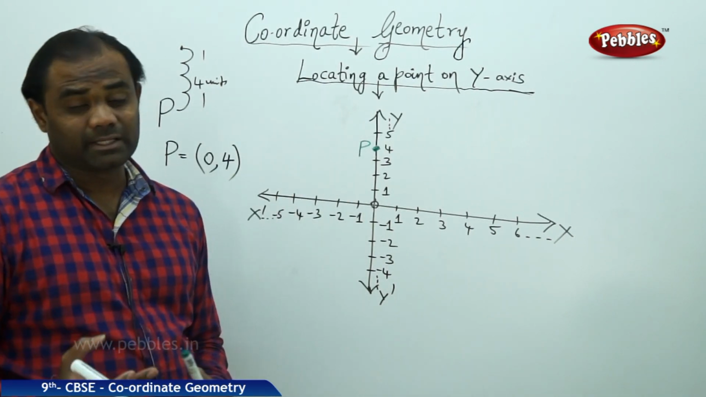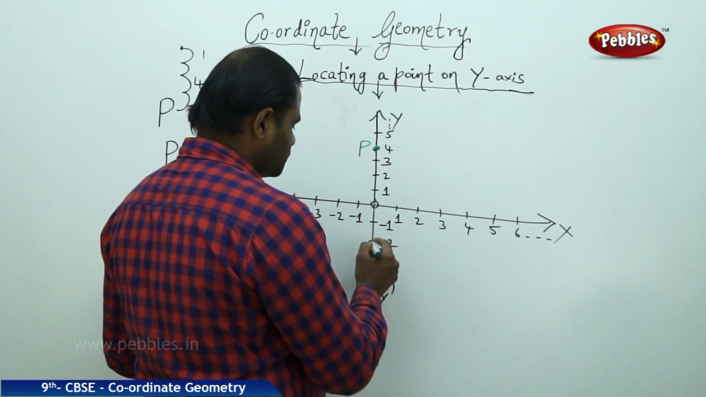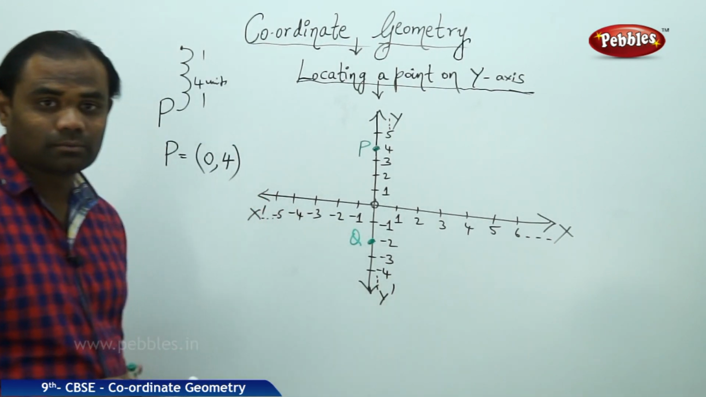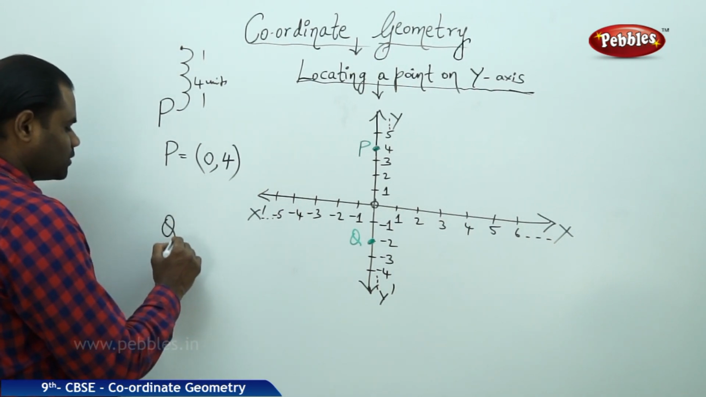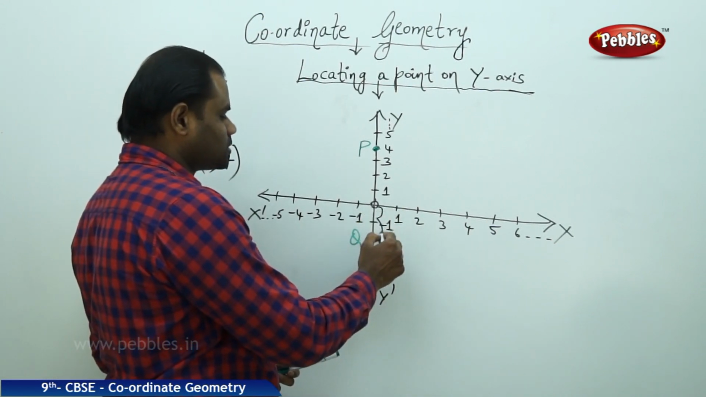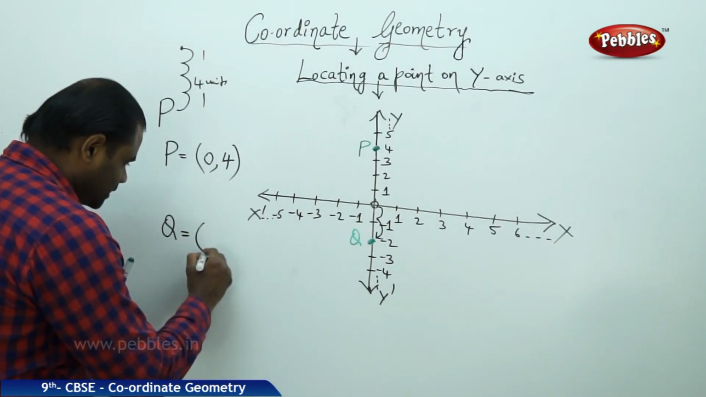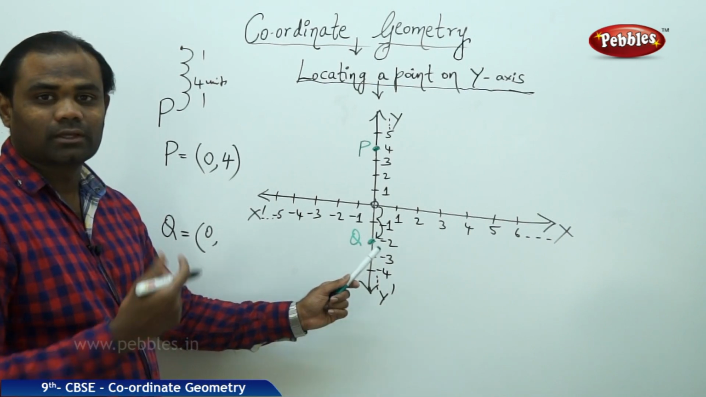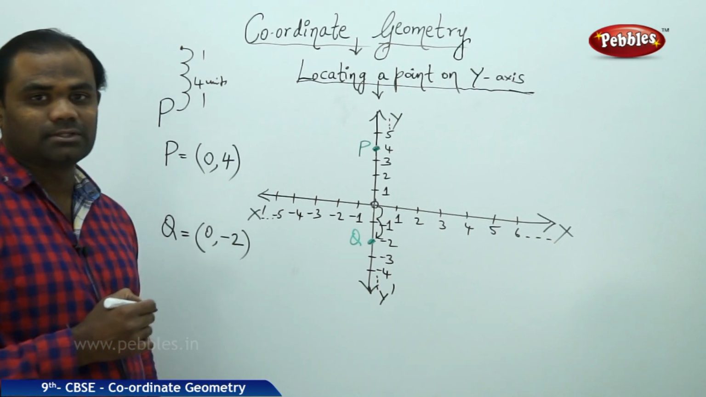Let's try with another example. Say I have a point out here which is denoted by Q. Let's see the coordinates of Q. As in the case of P, clearly I see that Q jumps 2 units down, and therefore, without affecting the value of x, which remains 0, the y gets affected by moving 2 units down to the negative side, and hence my Q is this.